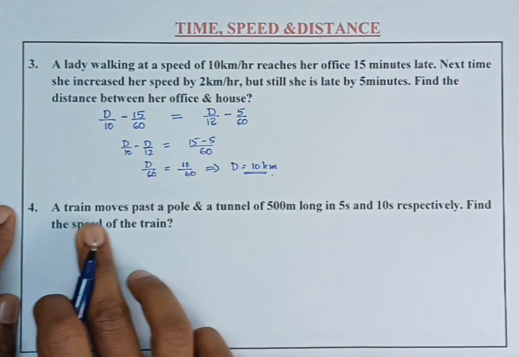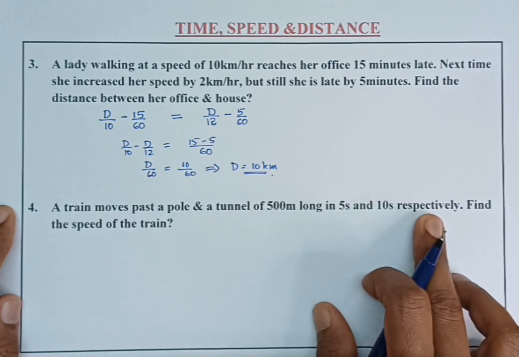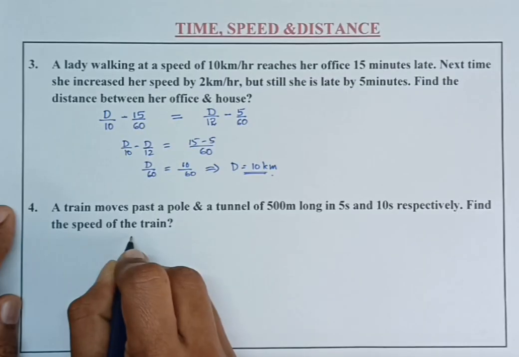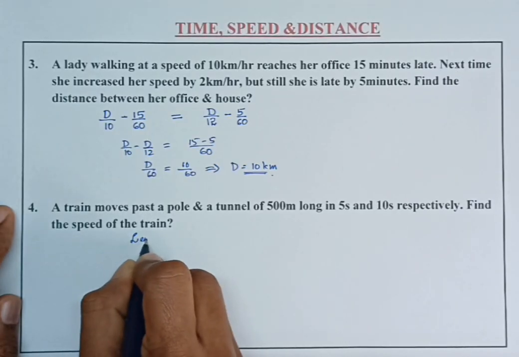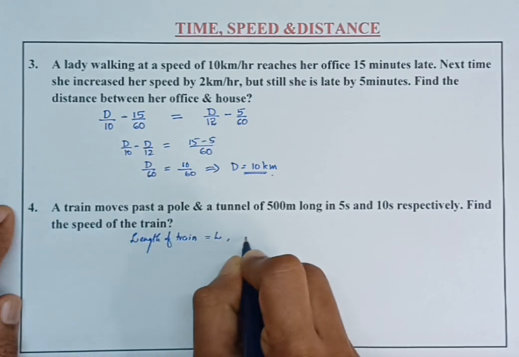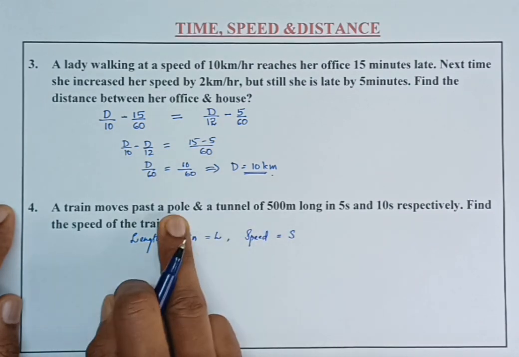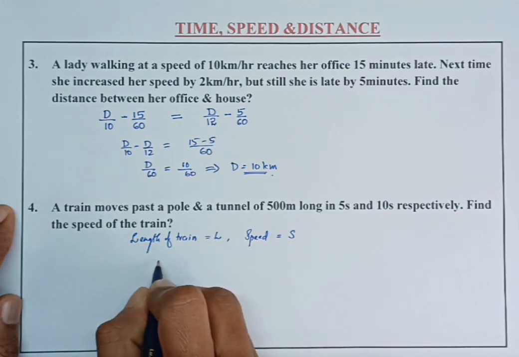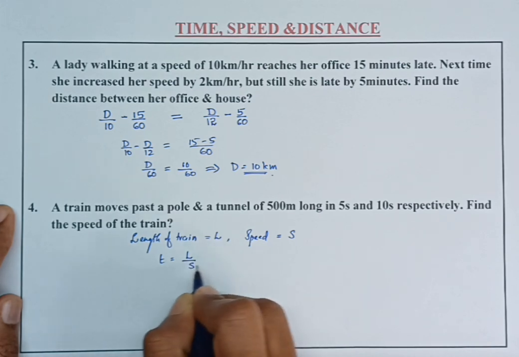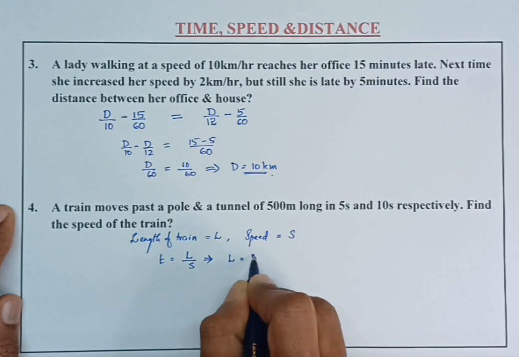So now let's solve the fourth question. A train moves past a pole and a tunnel of 500 meter long in 5 seconds and 10 seconds respectively. Find the speed of the train. So let's assume the length of the train as L, and speed in which it is moving is S. It is crossing a pole in 5 seconds. So we know that time is equal to length of the train by speed. So in this case the time is 5, so we can write L is equal to 5 times S.